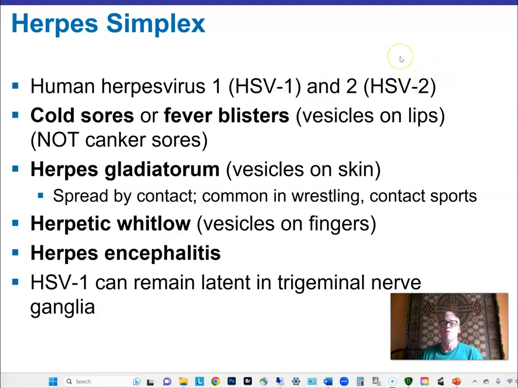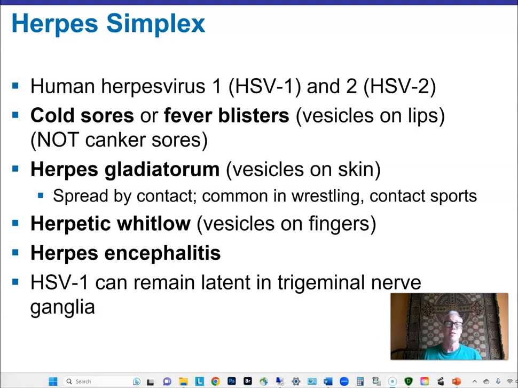Human herpes virus or human simplex virus 2, excuse me, is more associated with genital herpes, but there's not an absolute split. You can have an HSV2 infection in the nerves of the face that causes lesions in that area, and you can have HSV1 or 2 causing genital herpes, although usually, again, HSV2 causes genital herpes.